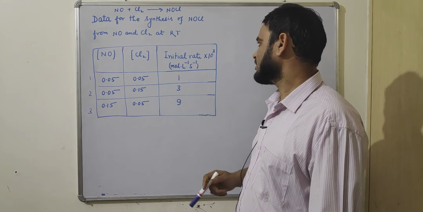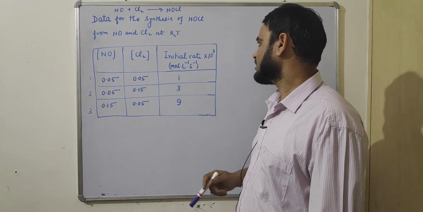To find the value of A, we will select the two rows from the table in which the concentration of chlorine is constant while the concentration of NO is varying. If you see the table, in row 1 and row 3, the concentration of chlorine is constant, 0.05 and 0.05, while the concentration of nitric oxide is varying from 0.05 to 0.15. So row 1 and row 3 will be our choice for the calculation of A.